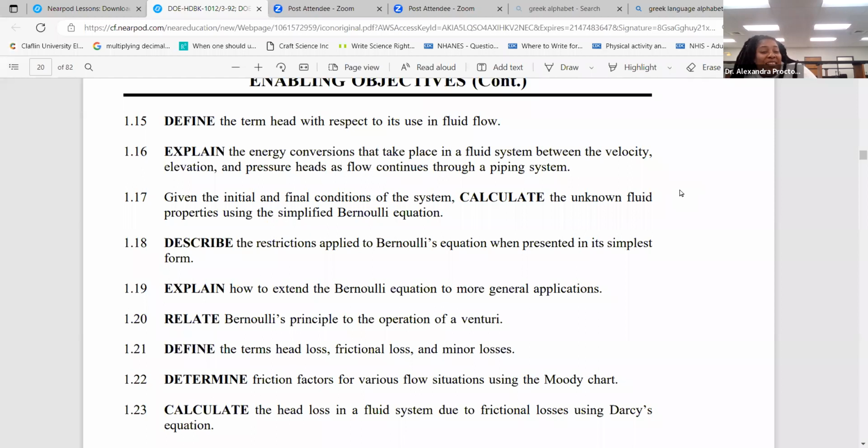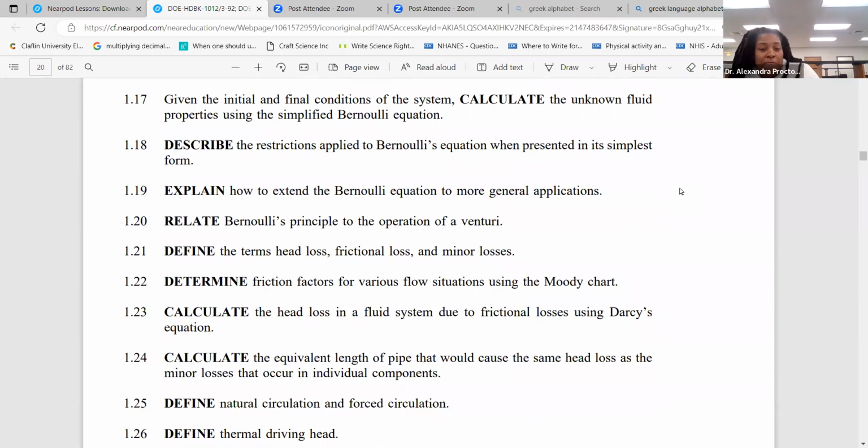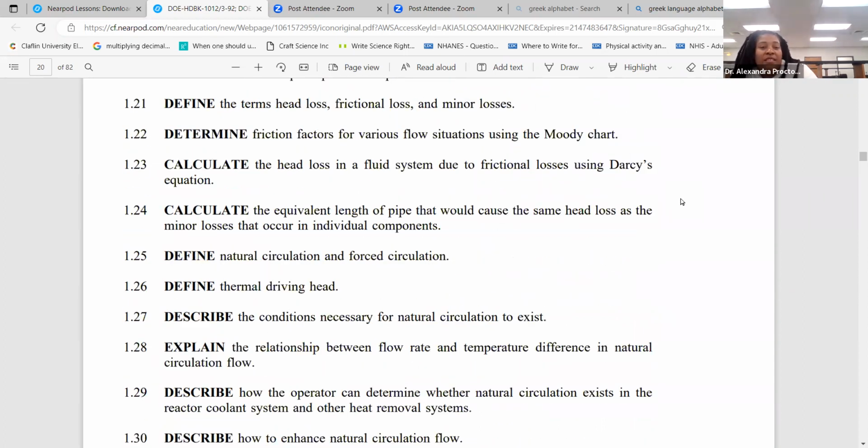Explain how to extend Bernoulli's equation to more general application, and then relate Bernoulli's principle to the operation of a Venturi. Define the terms head loss, frictional loss, and minor losses. Determine friction factors for various flow systems using the Moody chart. Calculate head loss in a fluid system due to frictional losses using Darcy's equation.